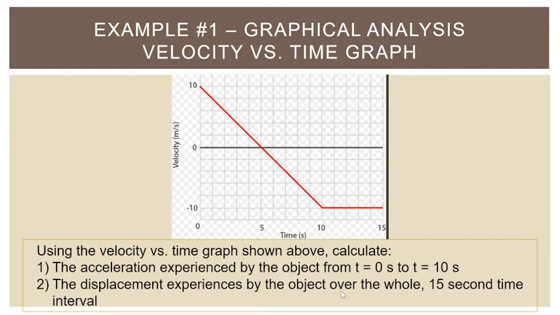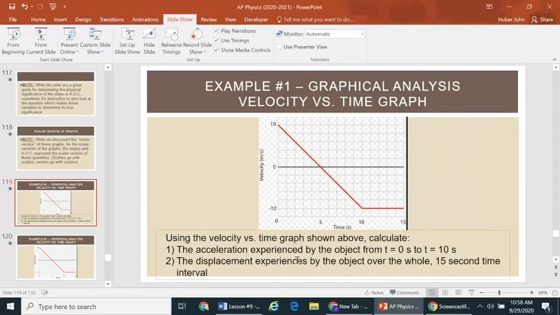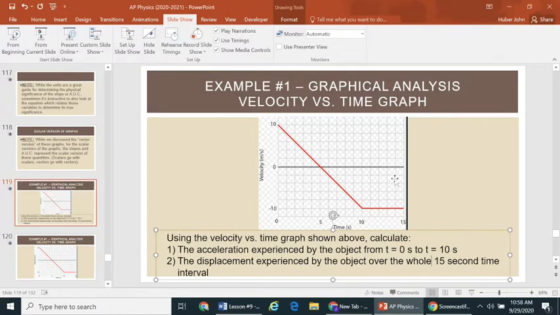All right, now let's go ahead and see how all of this can be applied to a problem in terms of just pure calculation, and then I'm going to give you a bunch of fun ones to solve and think about on your own. So the first thing that we should do is read the question, of course, and it says, using the velocity versus time graph shown above, calculate 1, the acceleration experienced by the object from t equals 0 seconds to t equals 10 seconds, and 2, calculate the displacement experienced by the object over the whole 15-second time interval.